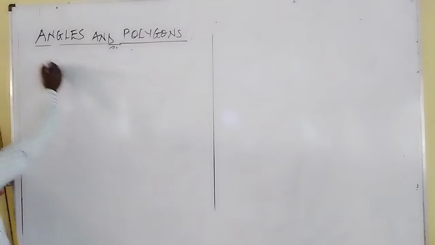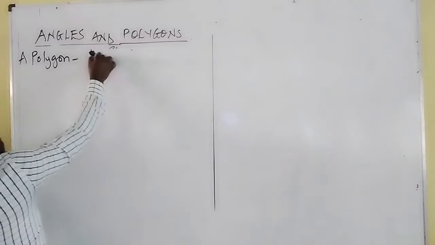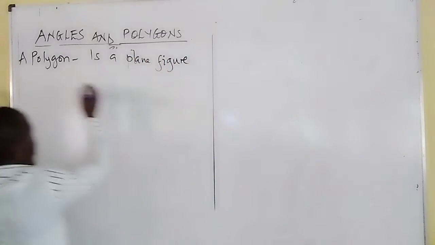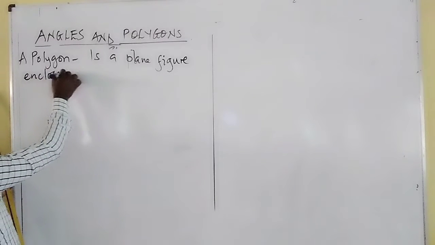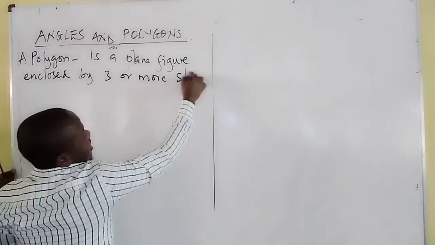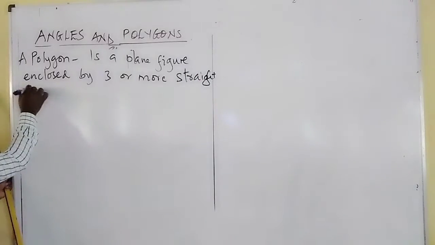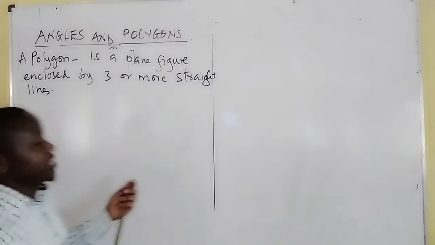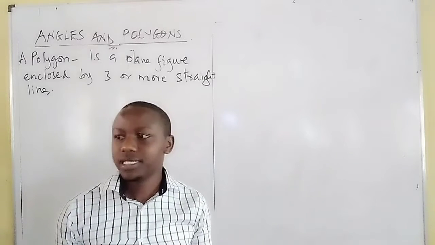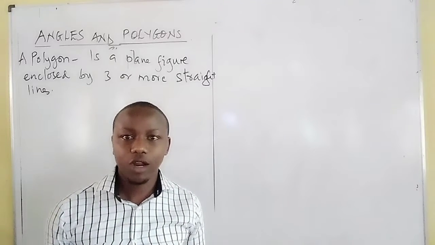I'd like to say that a polygon is a plane figure enclosed by three or more straight lines. Therefore, because we said that an angle is the junction when two lines meet at a vertex, now we are saying that several lines are meeting to enclose a plane figure called a polygon.